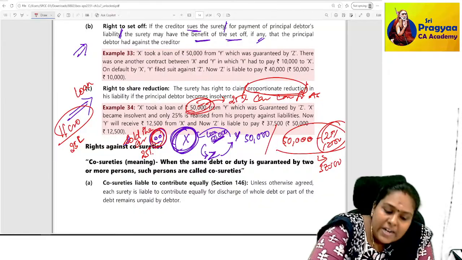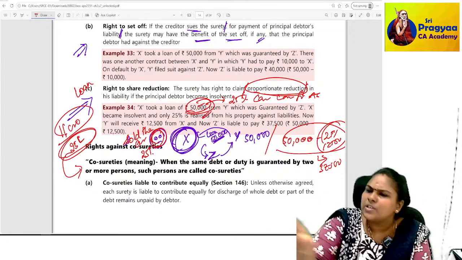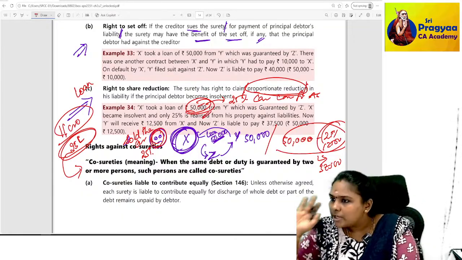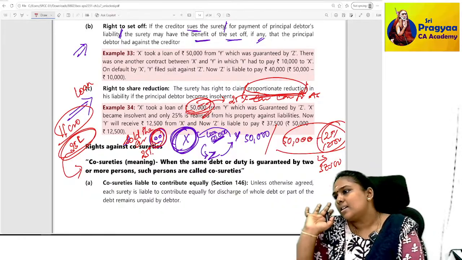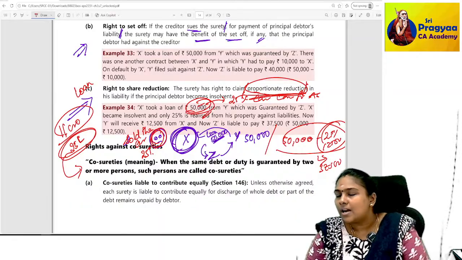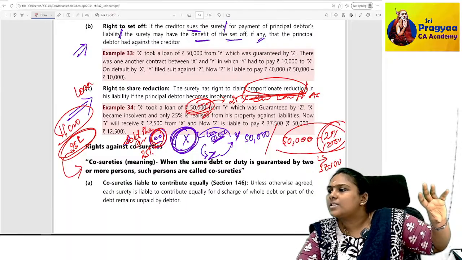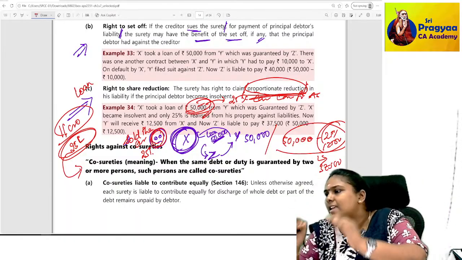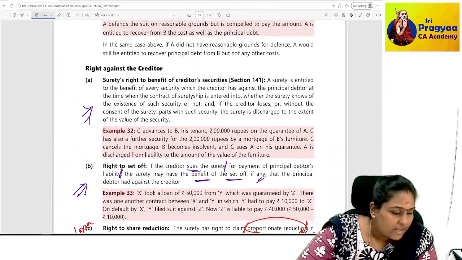Understood? Ma'am, only 25 lakhs is available. Can't I use that 25 lakhs and pay the 50,000 in full? You cannot. That is why they are saying that proportionate reduction is available. Sir, if out of 1 crore only 25 lakhs is available, then for the 50,000 rupees loan, what is the proportionate 25%? 12,500. That only can be reduced. So please go through. I'll give you a few minutes time.